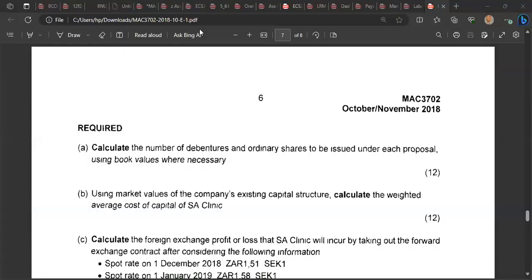Right, there we go. Calculate the number of debentures and ordinary shares that need to be issued under each proposal. So now we know the cost, our target amount, the amount that we need to raise. I think it's 18.5. So how are we going to raise that amount? Let's see again, and then under each proposal using book values where necessary. So now they are giving you a hint that we make use of these book values.